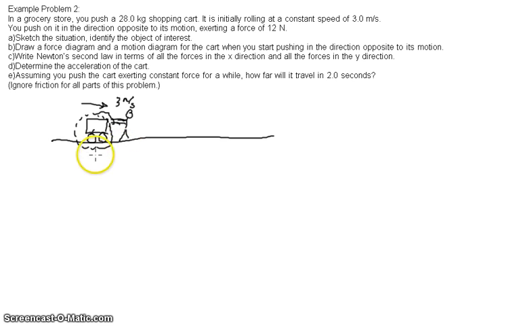When you push in the opposite direction, the motion diagram is going to start at 3 meters per second. It's going to slow down. So your velocity is getting smaller, which means your change in velocity opposes the motion. Interacting with the cart is the floor, the earth, and the person that is pushing.